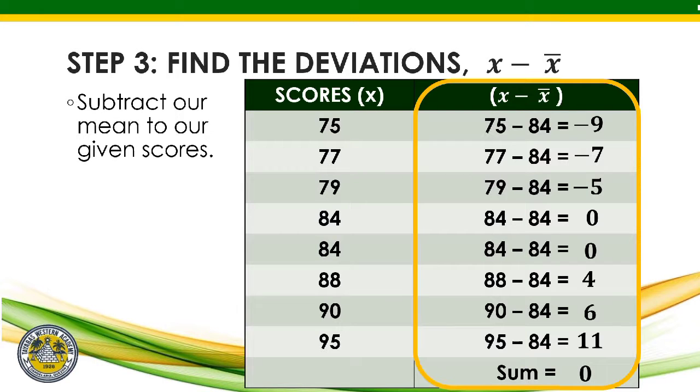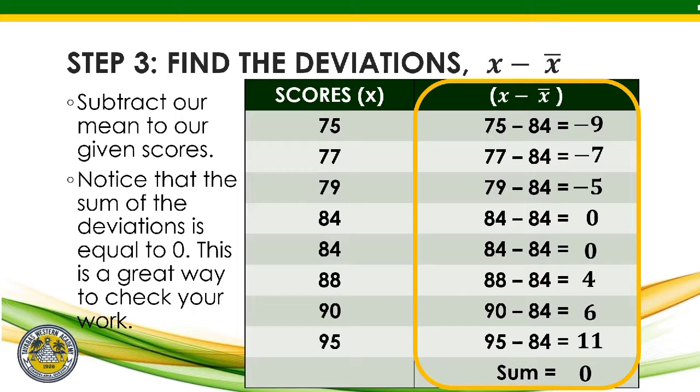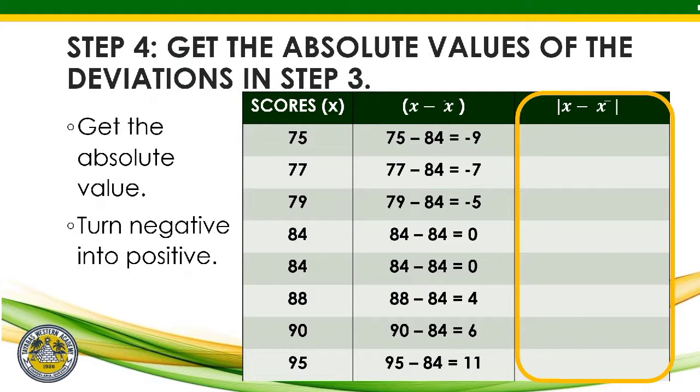You need to get the summation of this column. Then for step 4, we need to get the absolute values of the deviations in step 3. So we are going to turn negative into positive. In the third column of the table, the absolute value of negative 9 is 9. Negative 7 is 7. Negative 5 is 5. Then 0, 0, then we have 4, 6, and 11. So those will be the absolute values.